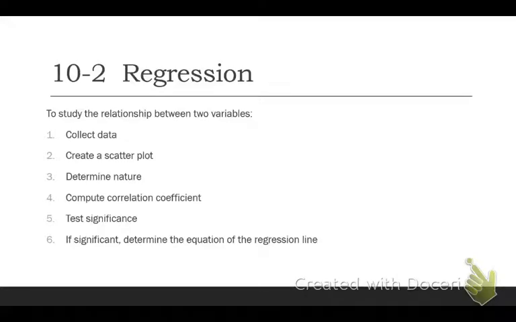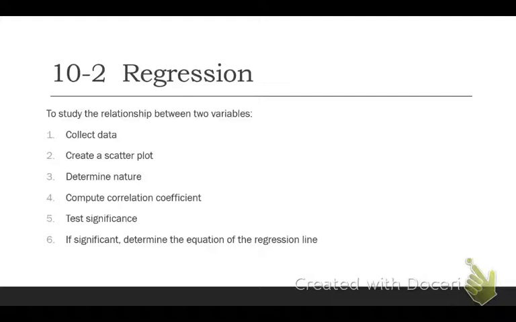All right, so 10-2 is all about regression. And before we go into regression, let's just summarize what this whole chapter is really about. The whole chapter is trying to figure out, is there a relationship between two variables?